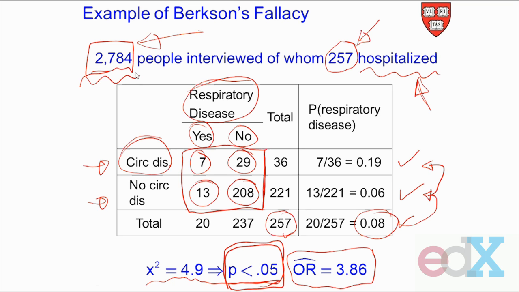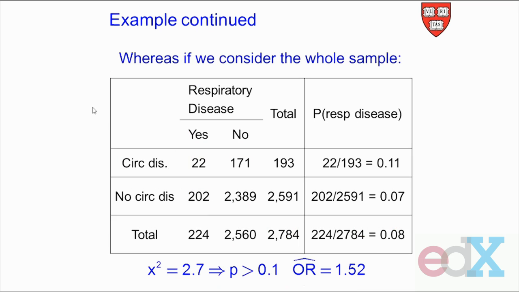Well, let's see. Let's go back and not look at just these. Let's look at everybody in the 2,784. And what do we get? We get that of the 2,784, 22 had both, 2,389 had neither, 171 had no respiratory but had the circulatory, and 202 had the respiratory but no circulatory. This time our chi-squared, our x-squared to be compared to the chi-squared, is 2.7. Our odds ratio has gone down to 1.52. The p-value is bigger than 0.1, so we do not reject the null hypothesis.